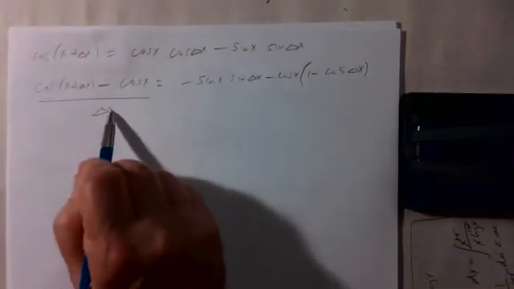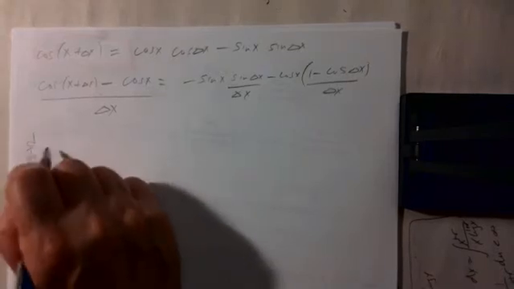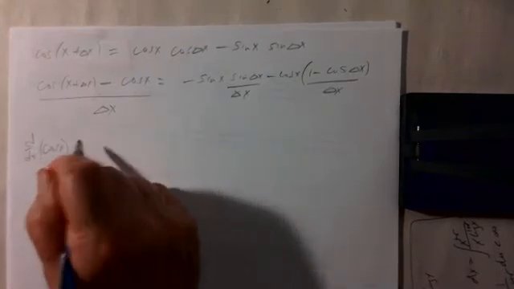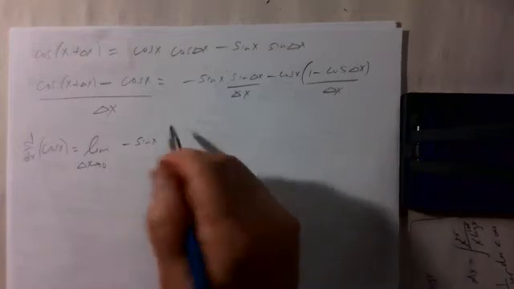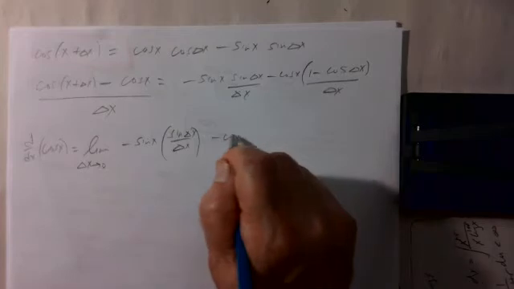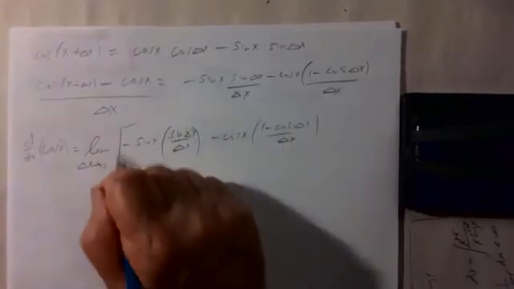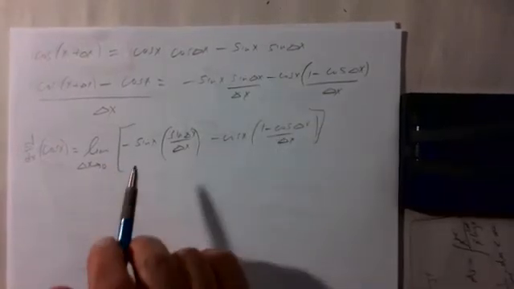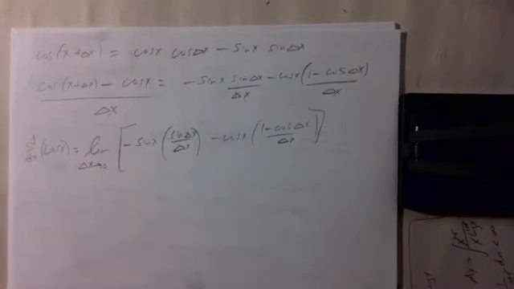And what happens when I divide by delta x? I get that. So we have that the derivative of the cosine of x is the limit as delta x goes to 0 of minus sine x times sine delta x over delta x minus cosine x times 1 minus cosine delta x over delta x. And x is fixed, only delta x is changing. So sine x and cosine x are like constants.